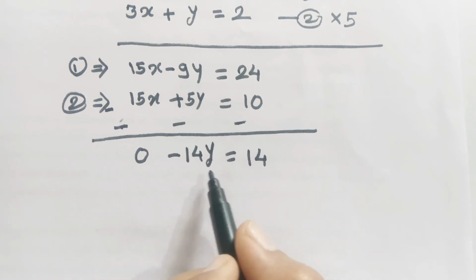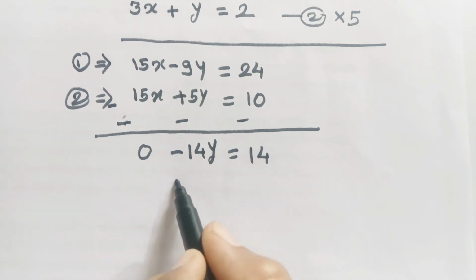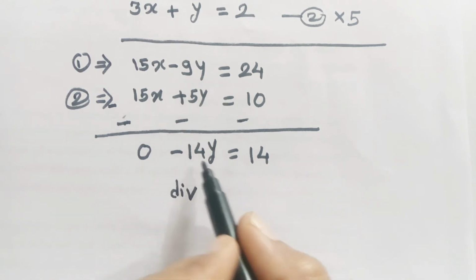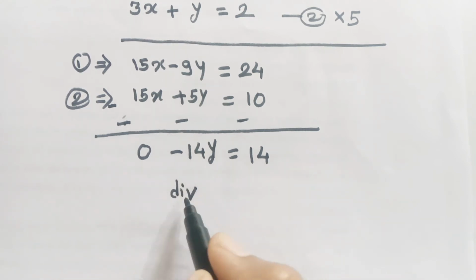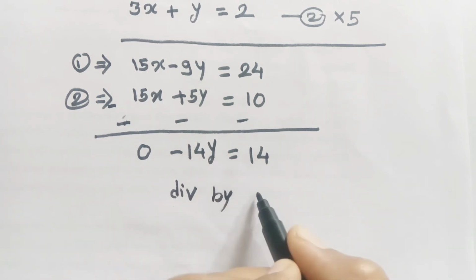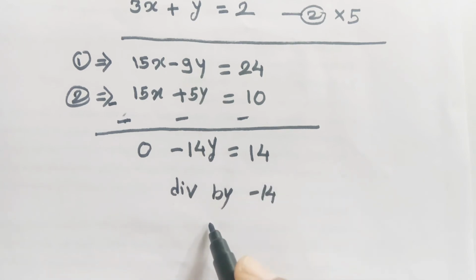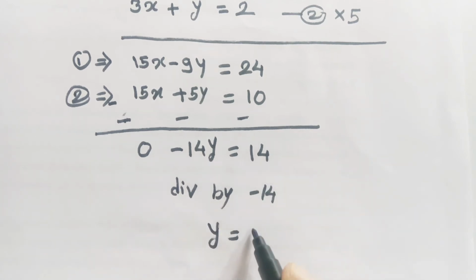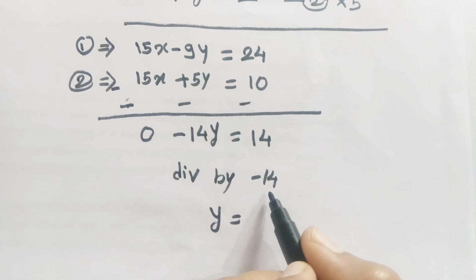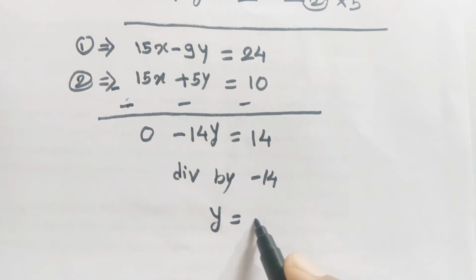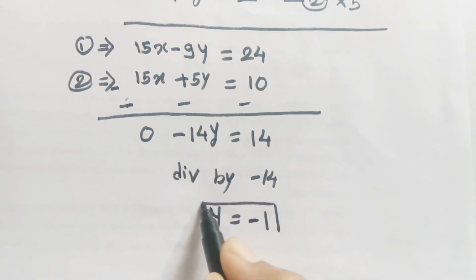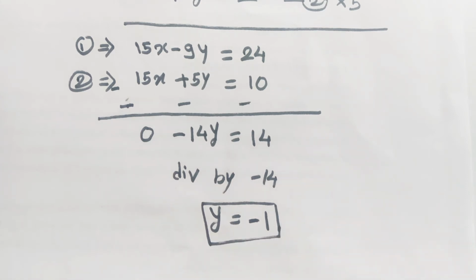So from this equation we can easily find the value of y. Just divide throughout the equation by the coefficient of y, that means divide by minus 14. Then we get y equals 14 divided by minus 14, which is minus 1. So the value of y is minus 1. In this way we eliminate one variable and find the value of the other variable. Now we want the value of x.